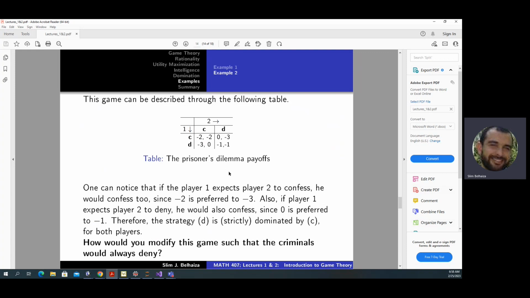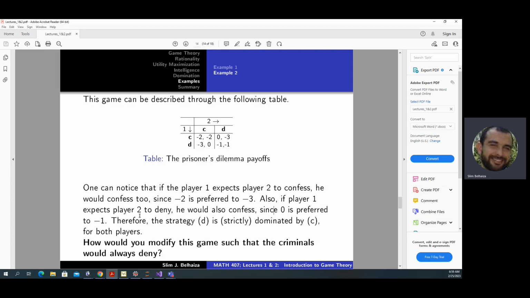So one can first of all notice that if player 1 expects player 2 to confess, he would confess too, since -2 is always preferred to -3. So if I'm expecting player 2 to always play in this column, I would always prefer -2 to -3.